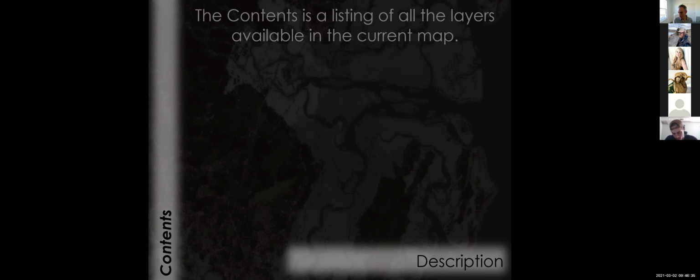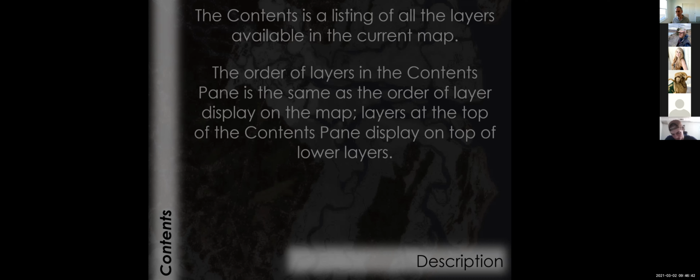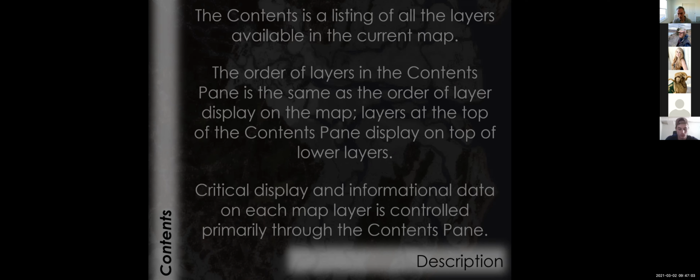And then next, we'll look at the contents pane. The catalog pane is where you search for and manage all of your data sets. The contents pane is where you manage the individual layers that are being used in your map, right? So it's just a listing of the layers that are available in the current map. The order in which those layers appear in the contents pane is the same as the order of the layer display on the map, meaning that layers at the top of that list are going to display on top of layers that are lower in the list. So it's very much like Photoshop in that sense. And then there's critical display and informational data on each map layer that's controlled primarily through the contents pane. And we'll see a couple of examples of that today.